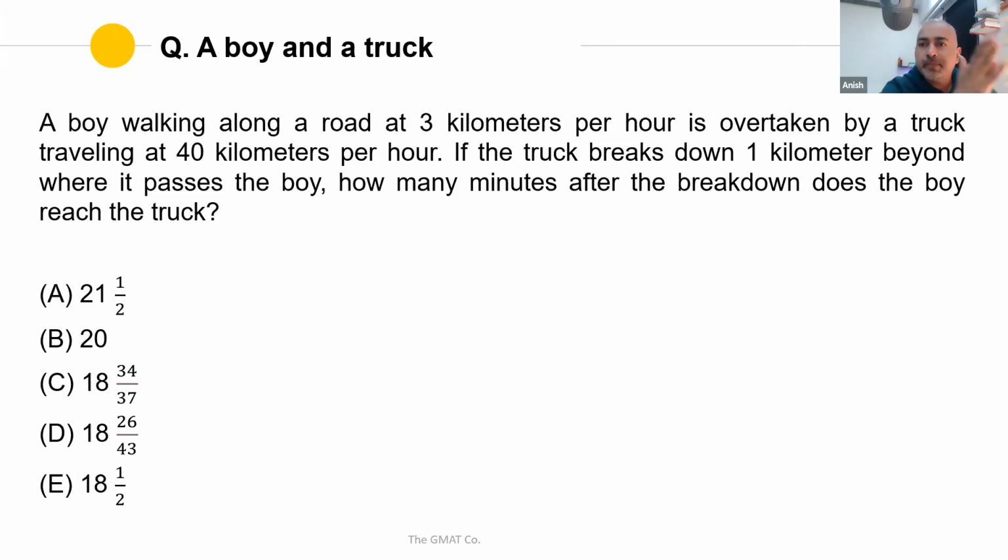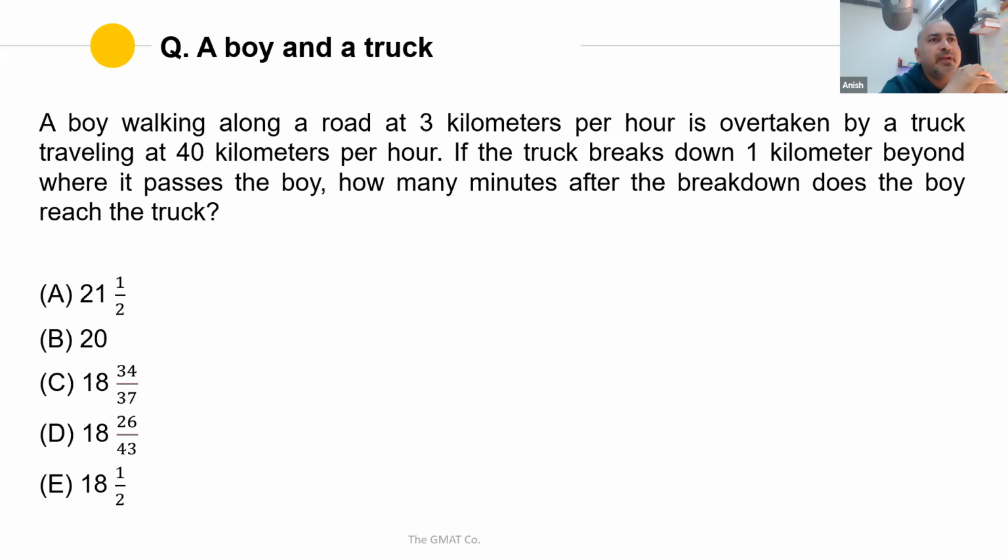Okay. All right. Let's go through the question again together. A boy walking along a road at 3 kilometers per hour is overtaken by a truck traveling at 40 kilometers per hour. Overtaken by a truck? So that tells me that the boy is walking on the road at whatever his speed is, and then the truck comes from behind, traveling in the same direction as the boy, and then overtakes the boy. All right. And their speeds are given. Of course, the truck is faster.